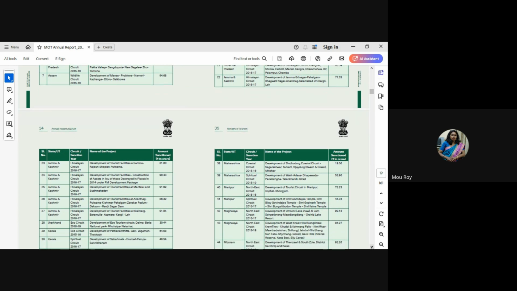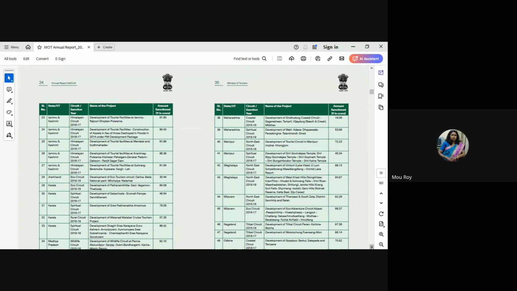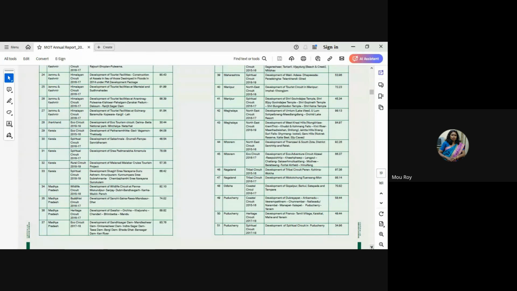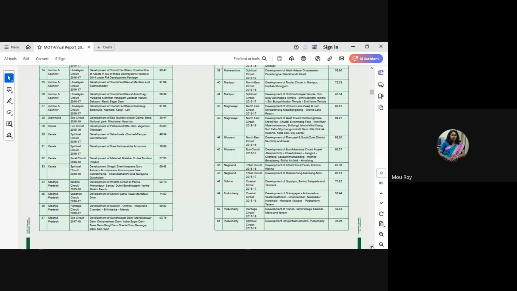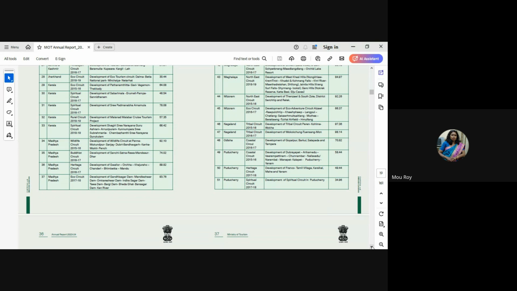Each state has some circuits, and you all belong to different places, so you can easily find out what circuits there are in your state. In Odisha, we have the coastal circuit, which includes development of Gopalpur, which has a beach, then Barkul, Satpada, and Tampara. So this is also a coastal circuit in Odisha.